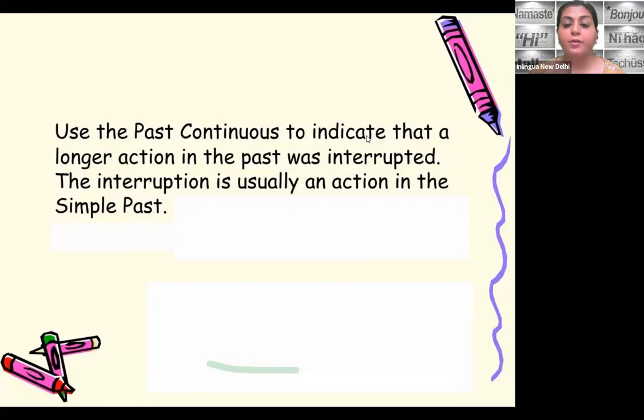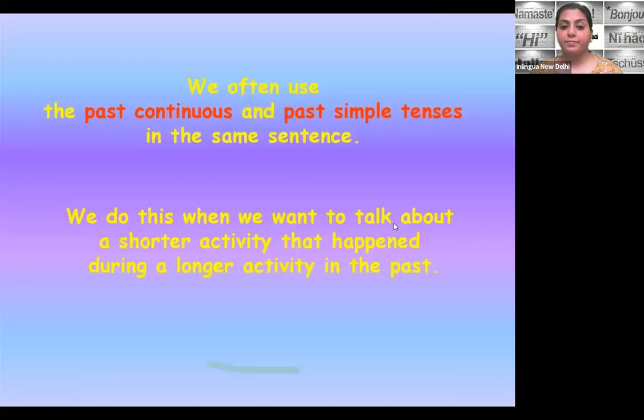Use the past continuous to indicate that a longer action in the past was interrupted by a shorter action. The interruption is usually another action in the simple past, not in the past continuous. Let's look at some examples. We often use the past continuous and past simple tense in the same sentence. We do this when we want to talk about a shorter activity that happened during a longer activity.